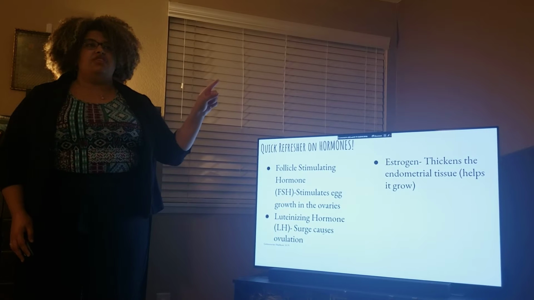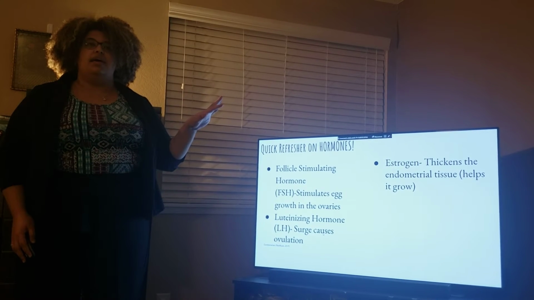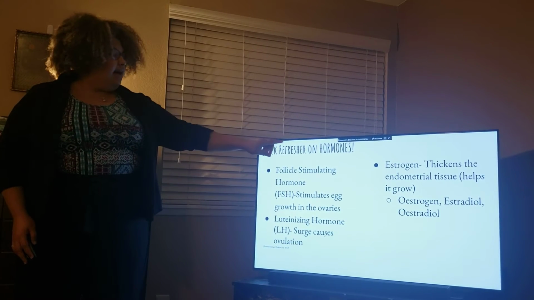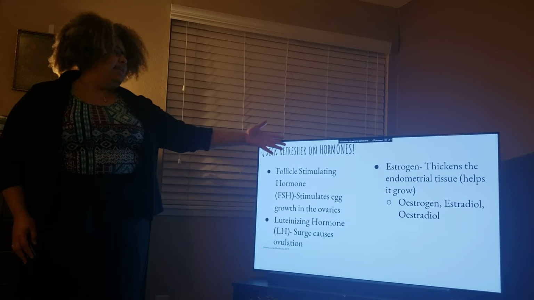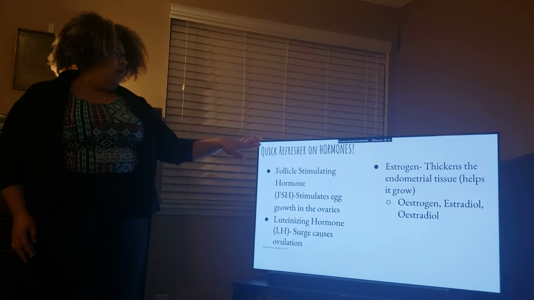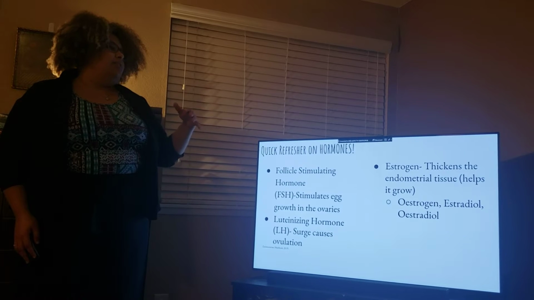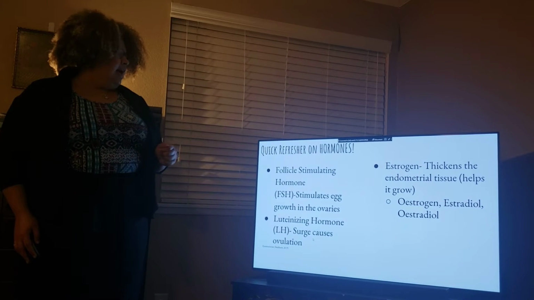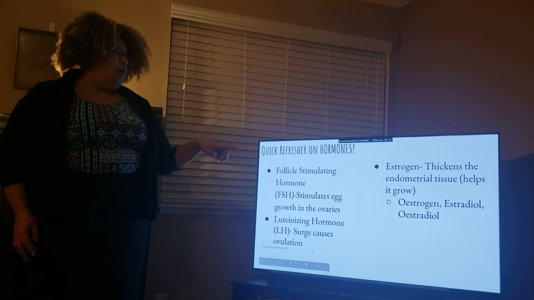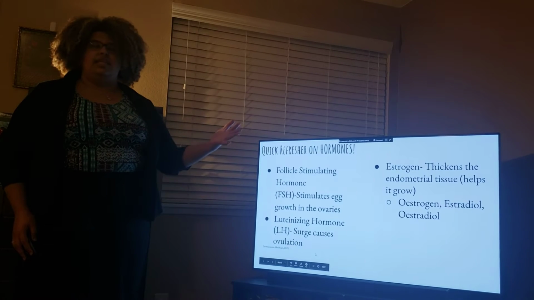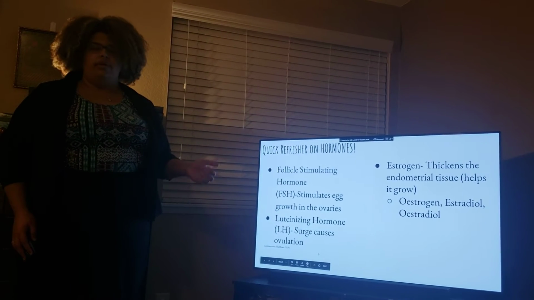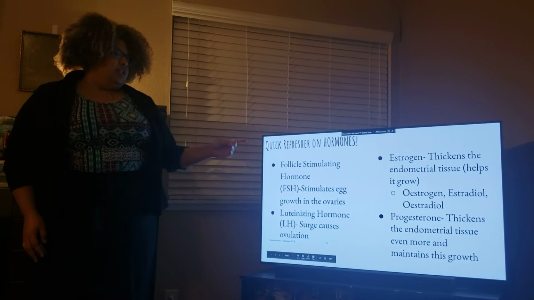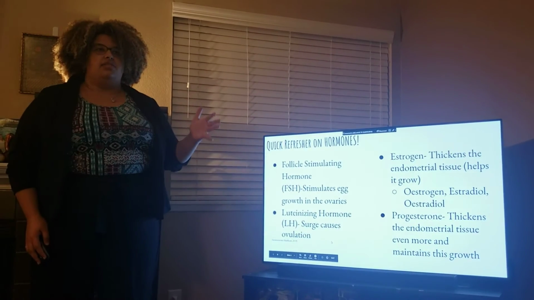Next, we have estrogen. This thickens the endometrial tissue that lines the uterus. Next, we have the different forms or the different names of estrogen. Oestrogen is a traditional English term where it just starts with an O instead of an E. And then estradiol and oestradiol are the lab form names, so it's produced in the lab instead of in your body as a natural hormone. Progesterone, this thickens the endometrial tissue even more, and it maintains the growth of the tissue.